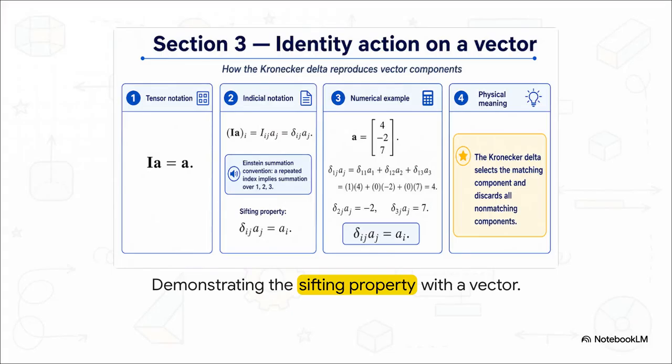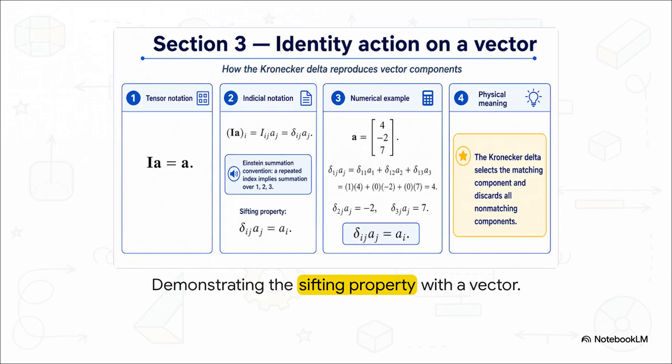Let's see this sifting property in action. In tensor notation, the identity matrix times vector A just equals vector A. In indicial notation, we write this as I sub ij times a sub j, which becomes delta sub ij times a sub j. Let's walk slowly through a numerical example with a vector whose components are 4, -2, and 7. Watch how the sifting property mathematically pulls out the matching component and just tosses the rest.